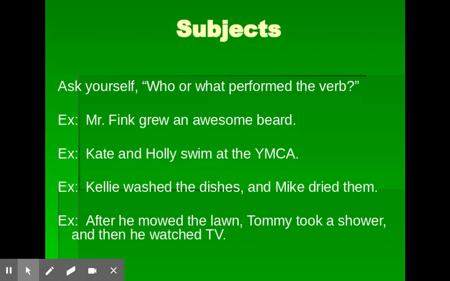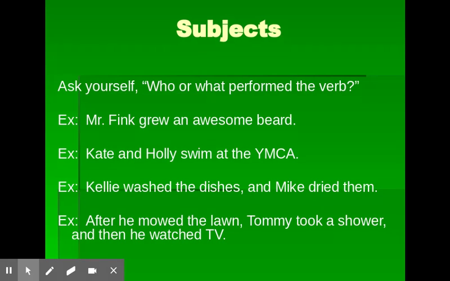In example number 3, like I said, this is called a compound sentence. So we could have very easily had 2 separate sentences, but they would be pretty short. And because they're related, what we do is we push them together, we use a comma, and we use the conjunction and. So we have Kelly washed the dishes. So let's just worry about that part of the sentence. Washed would be our verb, and who is doing the washing? That's Kelly. And then we have our second part of the sentence. Mike dried them.